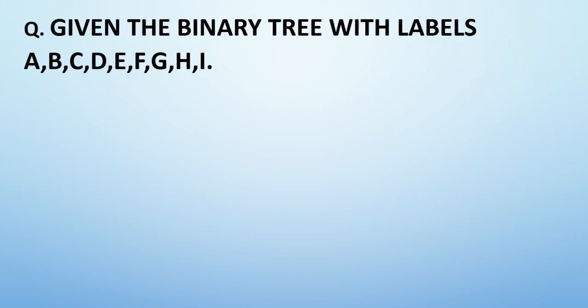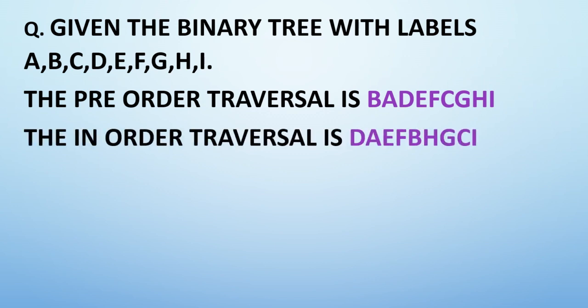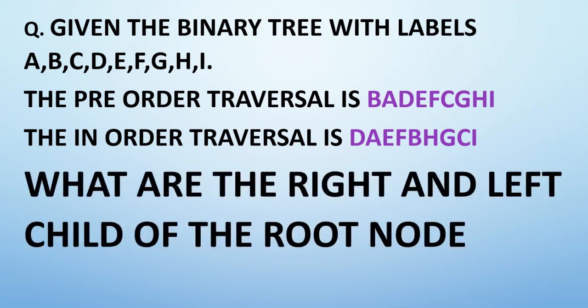Given the binary tree with labels A to I, the pre-order traversal is BADEFCGHI. The in-order traversal is DAEFBHGCI. What are the right and left child of the root node?